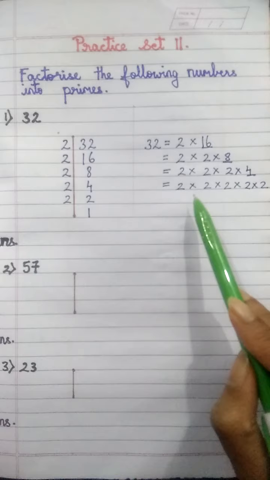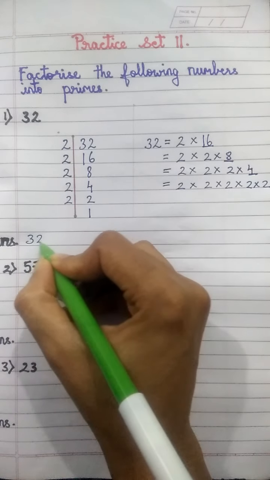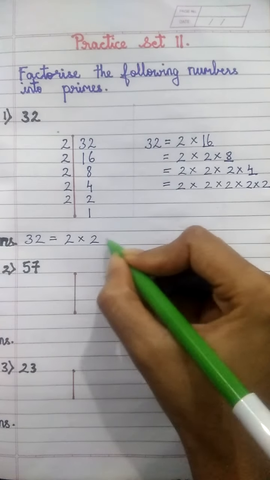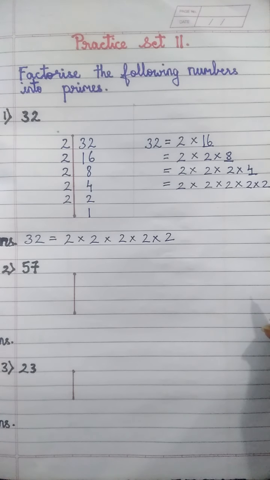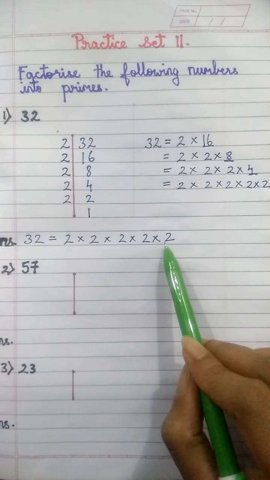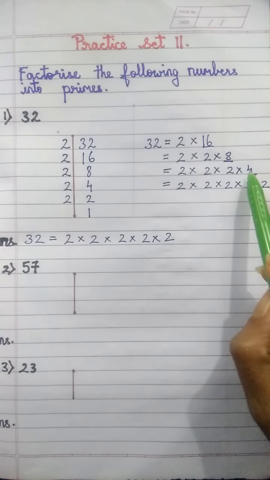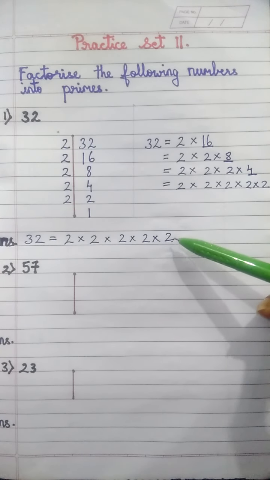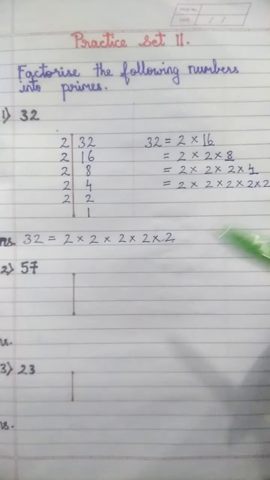This is the vertical method, and this is the horizontal method. So let's write the answer. 32 equals 2 is multiplied how many times? 5 times. So 2 into 2 into 2 into 2 into 2. So 2 2s are 4, 4 2s are 8, 8 2s are 16, 16 2s are 32. These are prime factors. We can't leave the sum midway because 8 and 4 are composite numbers. So we have to see that all prime numbers are there as factors. And that's how we factorize the number into its primes. These are called all primes.